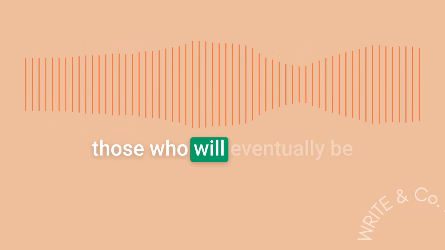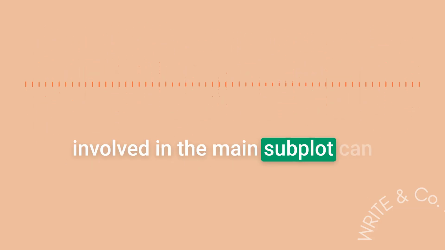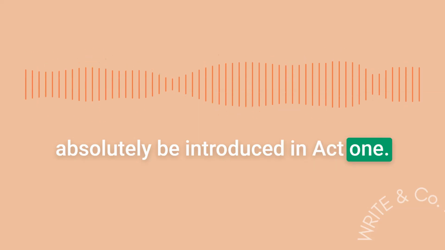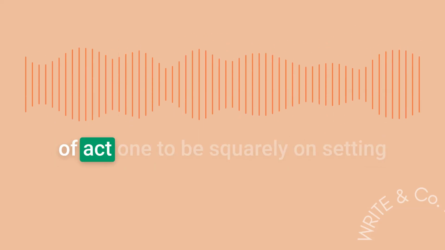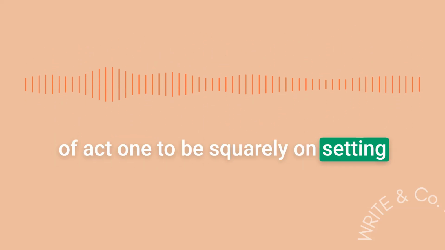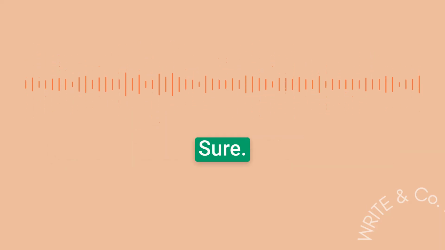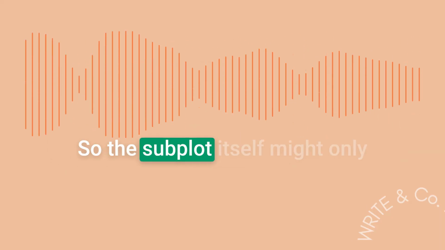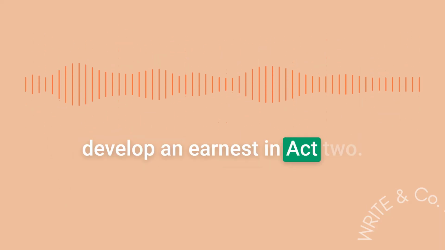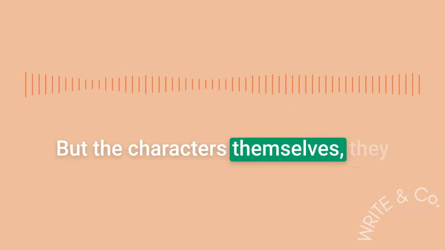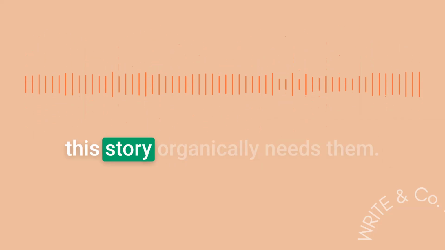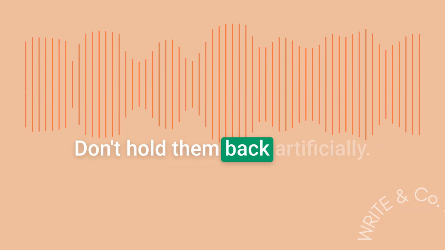It does. Supporting characters, including those who will eventually be involved in the main subplot, can absolutely be introduced in Act 1. Now, you probably want the focus of Act 1 to be squarely on setting up the main A story, the ordinary world, the inciting incident. Sure, keep it clean. So the subplot itself might only develop in earnest in Act 2, but the characters themselves need to be established whenever the story organically needs them. Don't hold them back artificially.